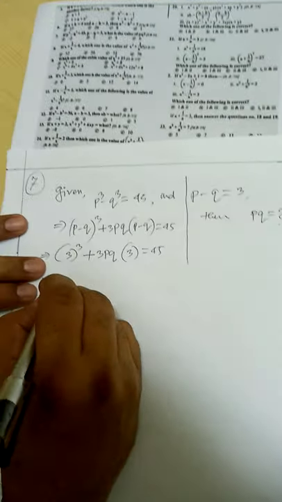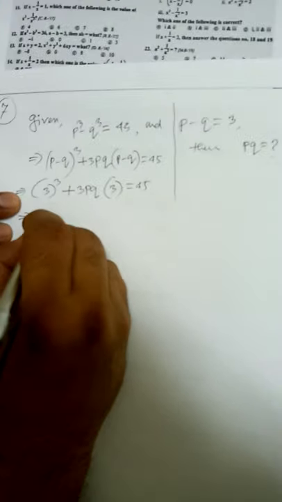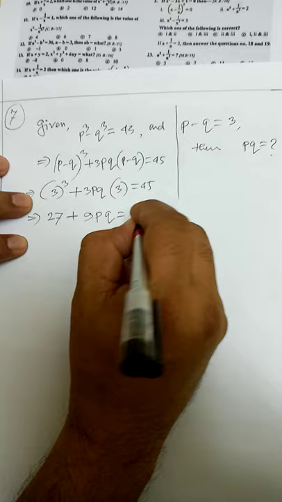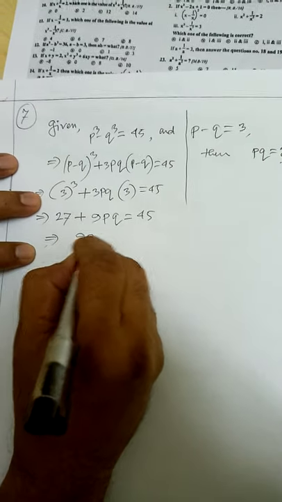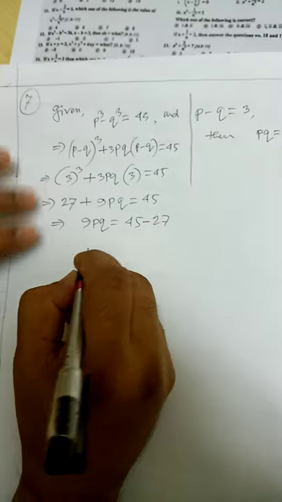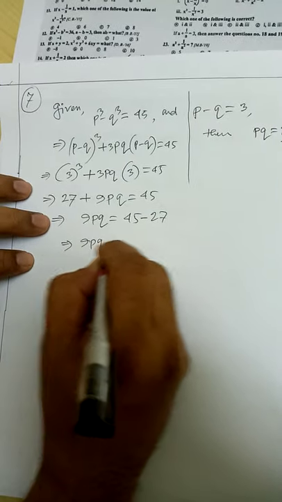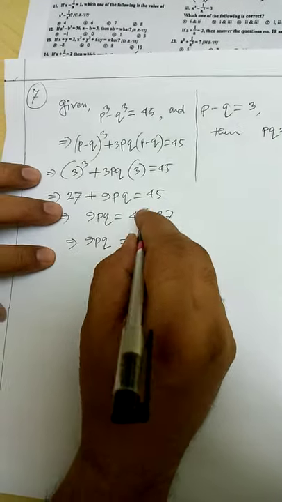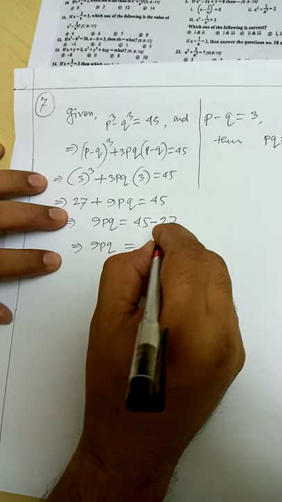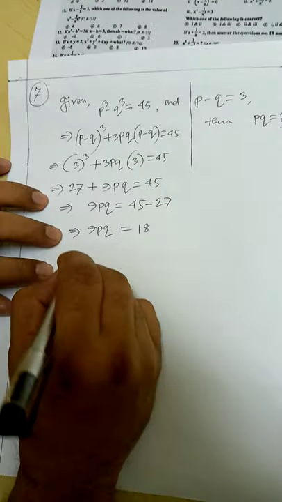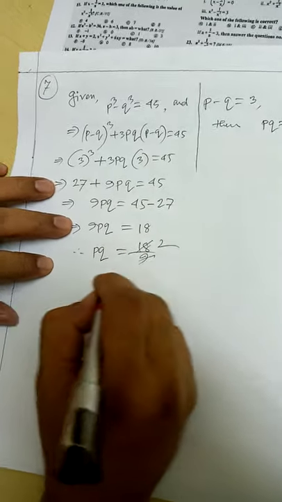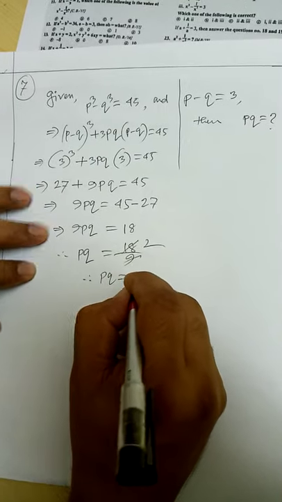3 cube equal to 3 into 3 into 3, that means 27, plus 3 into 3 is 9 PQ equal to 45. So 9 PQ equal to 45, this 27 goes to the right side. 9 PQ equal to 45 minus 27, that is 18. So PQ equal to 18 by 9. That means PQ equal to 2.